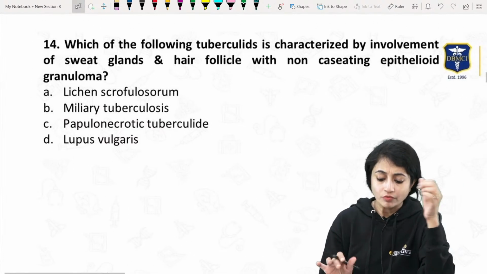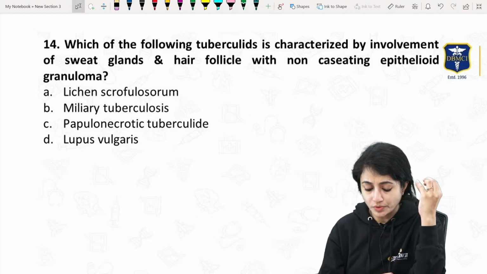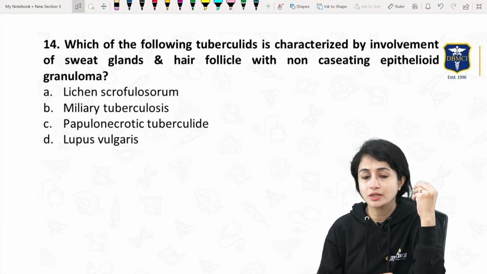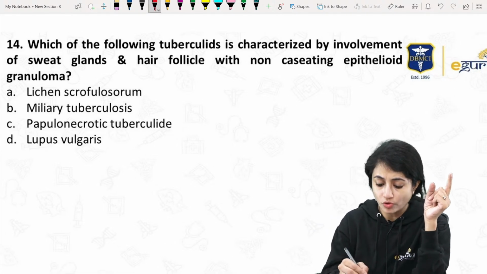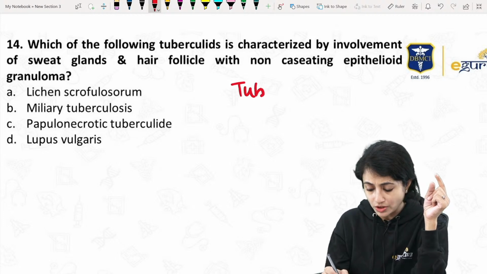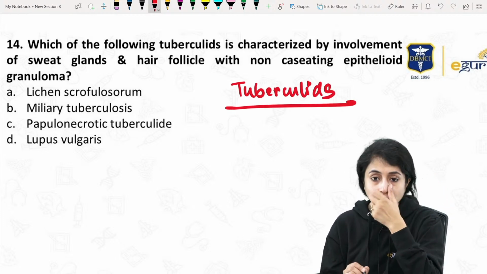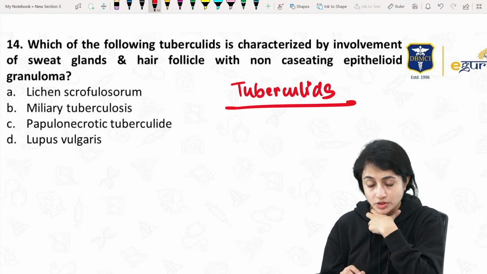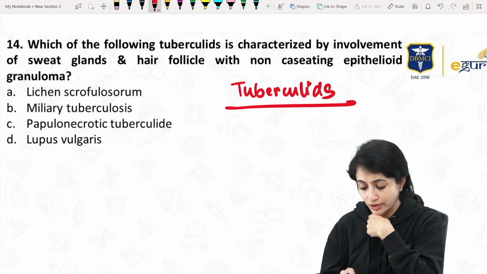Okay. Which of the following tuberculids is characterized by involvement of sweat glands and hair follicles with non-caseating epithelioid granulomas? Now, tuberculids are a form of cutaneous TB. Tuberculids are a type of cutaneous tuberculosis. What is the characteristic of tuberculids? First, let's revise that quickly.